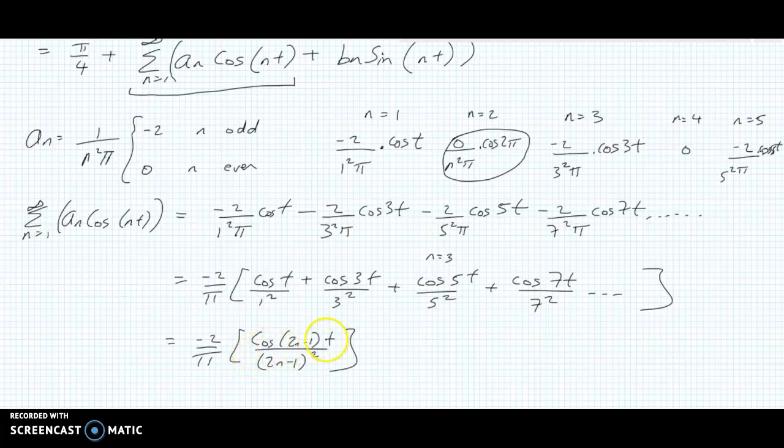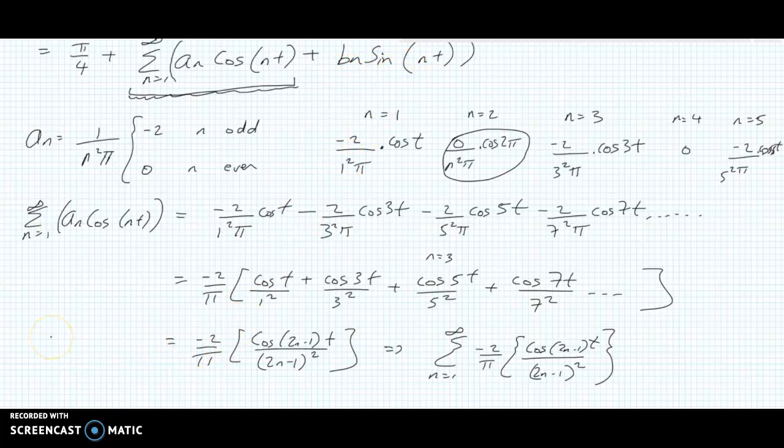So we can say that this thing here, the sum from n equals 1 to infinity of minus 2 over pi times cos (2n minus 1)t over (2n minus 1) squared, that's equal to our first bit up here. You see this bit here? That's equal to that bit there. And then we're going to separately examine the bn sin nt bit now in a second.